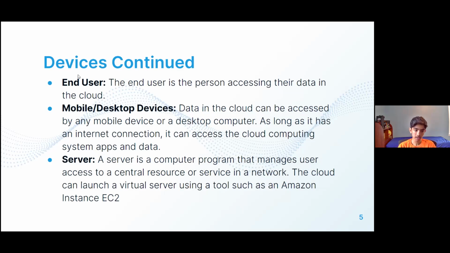So next we have the end user, and this is the person accessing the data. For example, I am an end user because I'm using the cloud. Data in the cloud can be accessed by any mobile device or desktop computer as long as it has an internet connection. And as I mentioned previously, a server is a computer program managing user access to a central resource or service in a network. The cloud can launch a virtual server using a tool such as Amazon EC2.